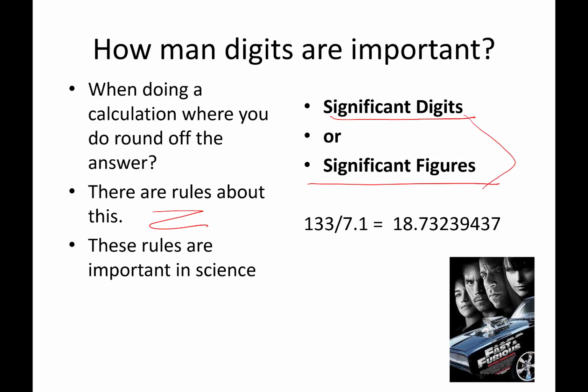Both terms are used. So if I was going to divide 133 divided by 7.1, I would get that answer out of my calculator. But what would I write down? How much of this is important? Is all of it important or not? Well, it depends, and that's what we're going to talk about.